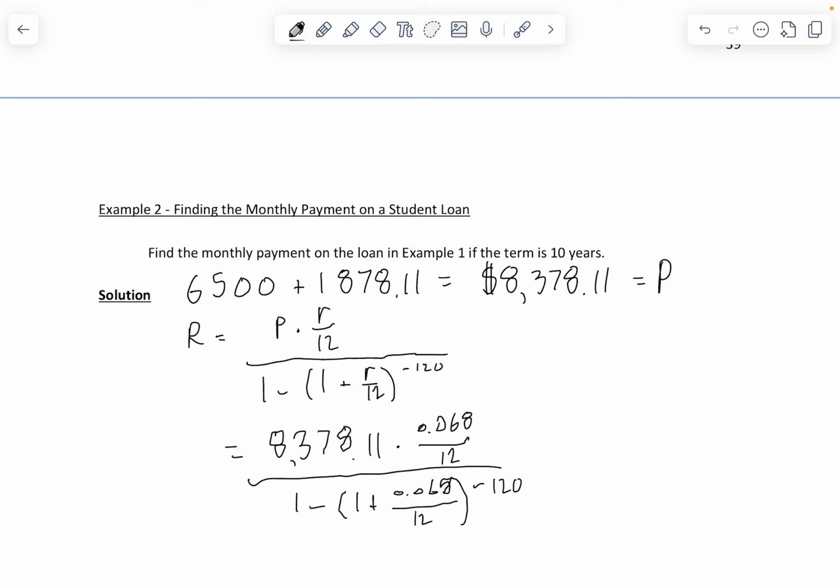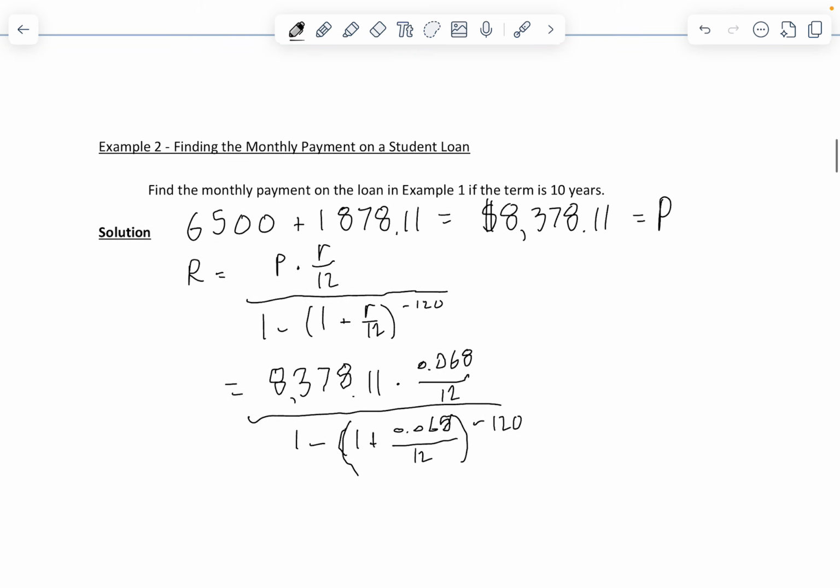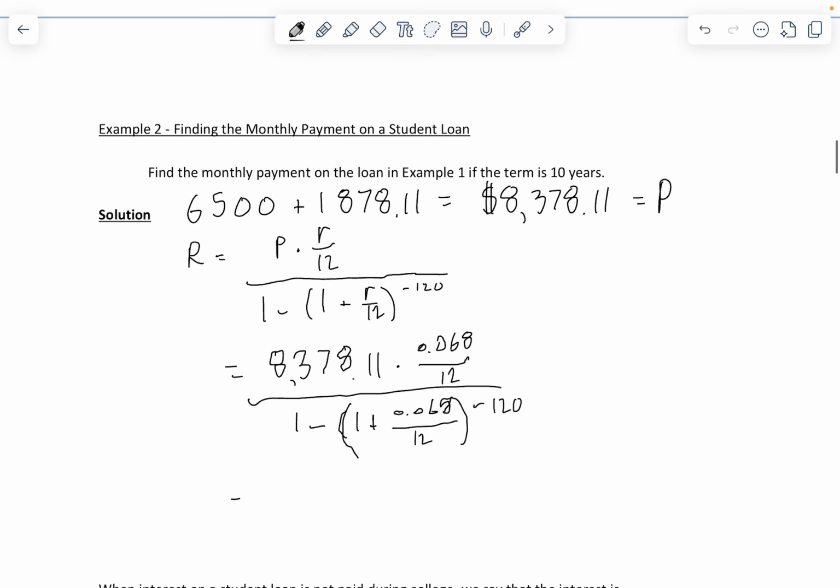Again, sorry for the sloppiness. I'm having some trouble with my pen again. And this you'll have to work out carefully using your calculator.